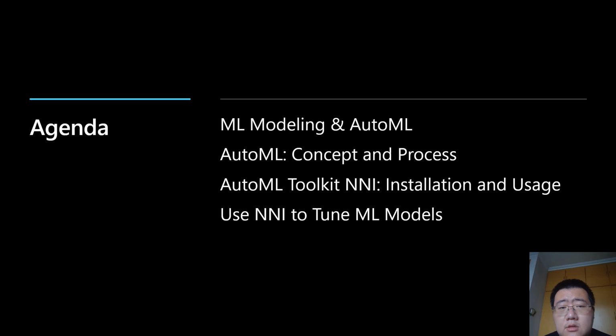Okay, let's begin. This is the agenda of today's talk. Firstly, we will look back at the challenges in current machine learning modeling and how AutoML solves them. And then we introduce some concepts and the process of AutoML. Next, let's dig into the AutoML toolkit called NNI. Finally, let's use NNI to tune a machine learning model. The next pages will include lots of technical details, so I will turn off my camera and enjoy my slides.